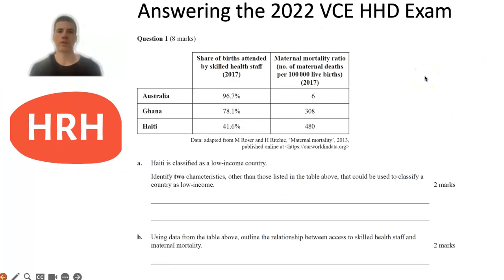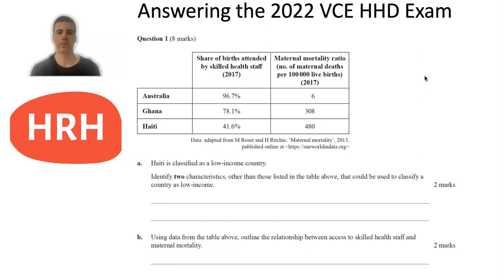So question 1 from the 2022 exam started with some information on different characteristics of 3 countries. A, for 2 marks, mentioned that Haiti is classified as a low-income country, and then it said you needed to identify 2 characteristics other than those listed in the table that could be used to classify a country as low-income. So it's not asking you for a specific category such as social, economic, or environmental, so you can really choose from any of those. So you could talk about things like high levels of poverty, low levels of gender equality, low levels of access to safe water and sanitation. So there's lots of different examples you could have chosen for A.